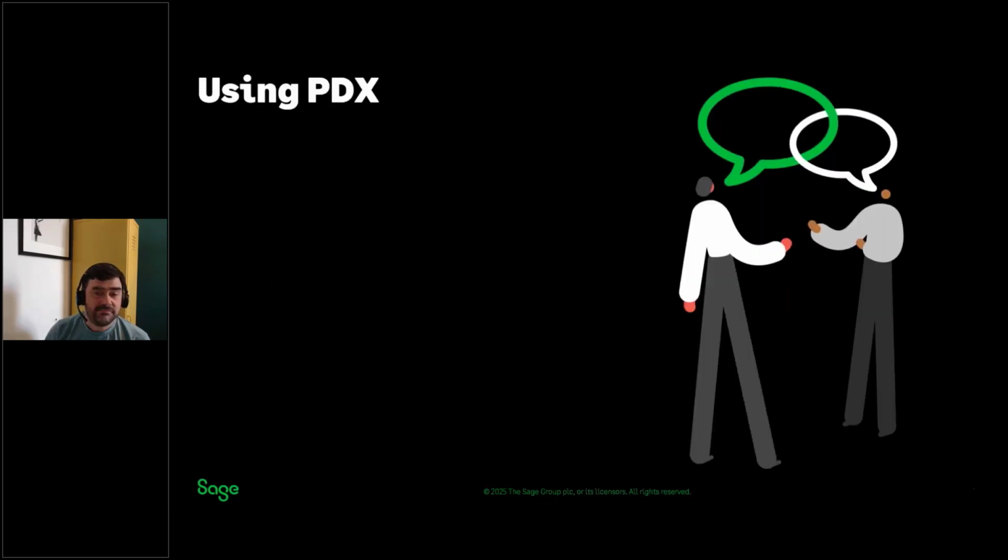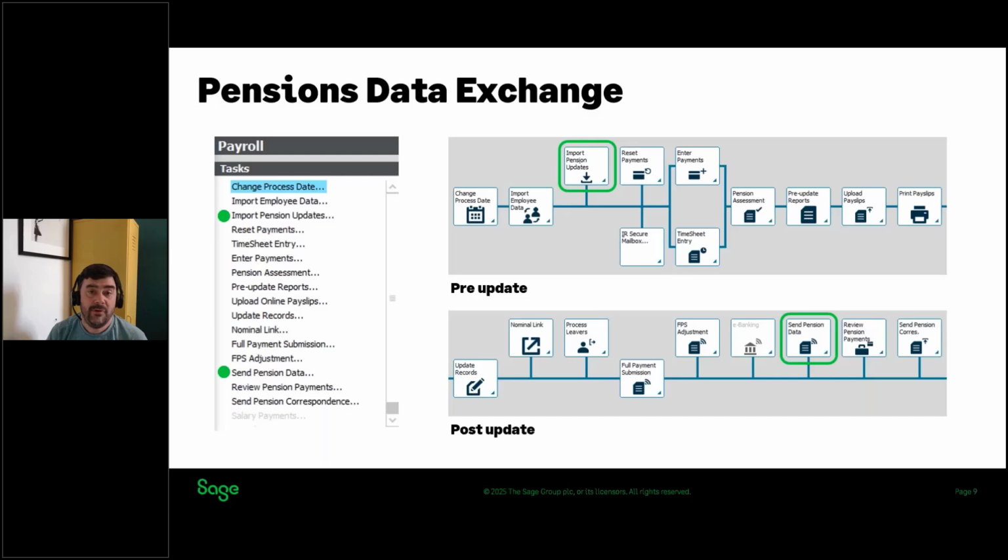Now that it's set up, we are ready to start using PDX, and there's actually two parts to it. So to explain briefly where that fits in around your payroll process, you do have an option of importing pension updates for any pension schemes you've connected via PDX. That is a pre-update task, so you tend to do this at the start of the pay run. And if supported by your provider, you'll be able to import opt-out information and scheme changes.